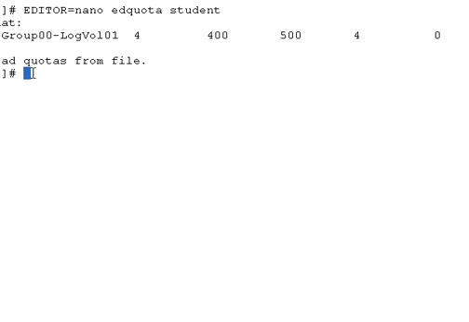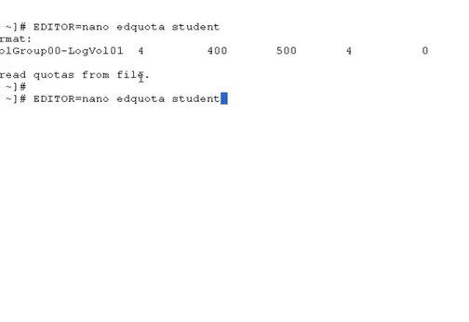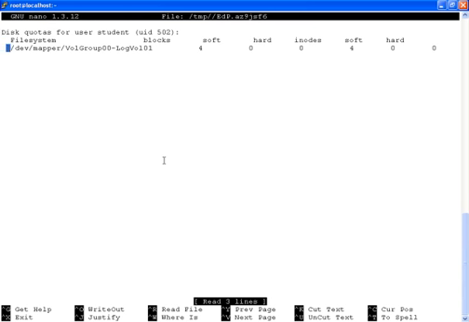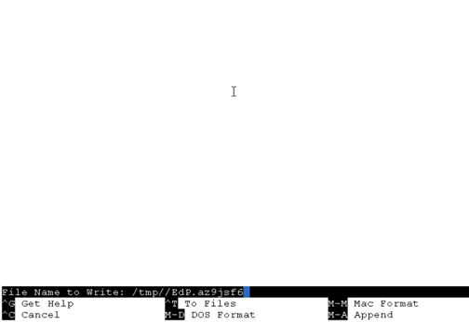Now you'll get an error message saying that it can't read quotas from file. In this case, simply redo the process again by doing editor nano add quota student, and you have to re-enter everything again. So we'll set the soft limit for block to be 400 and the hard limit to be 500. Ensure that this is a single entry on a single line, and then Ctrl X to save.